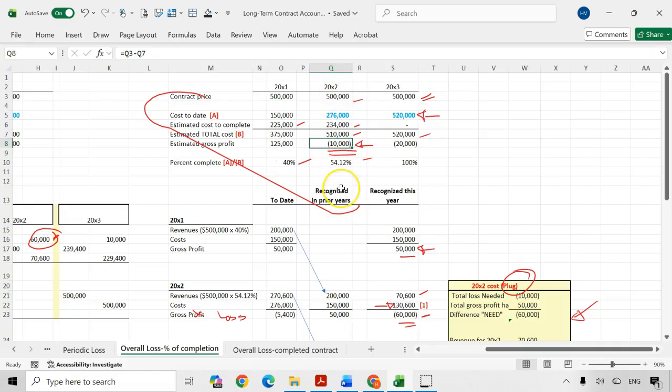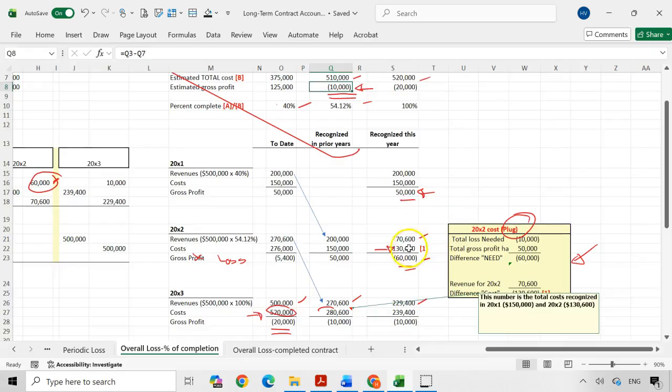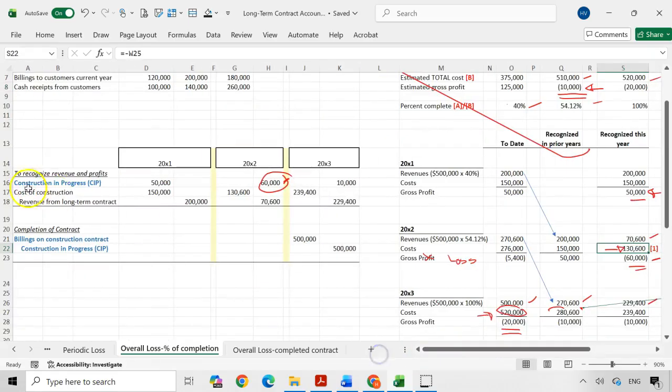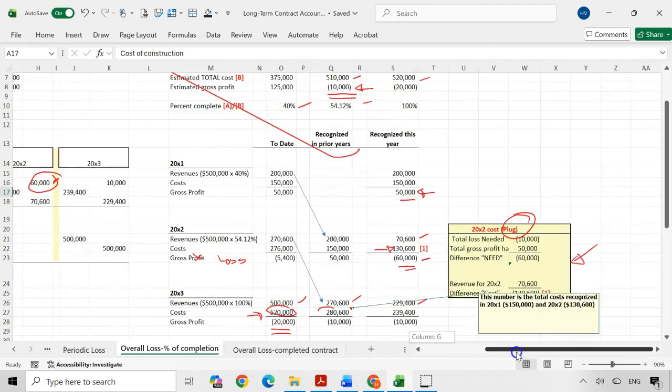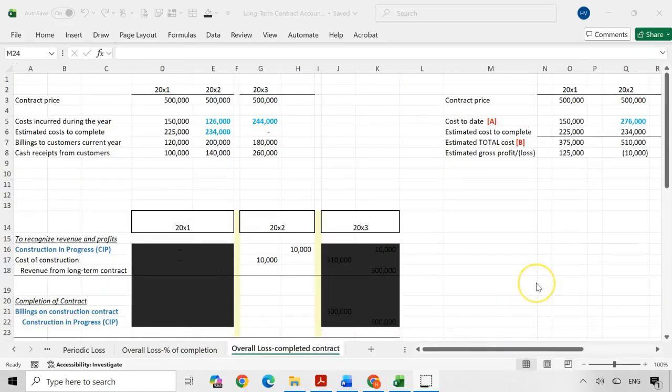in this example, is whatever it takes to make it so that overall you have a gross loss between all the years of $10,000, or the gross loss equal to the entire project. And the way you do that is you book that through the cost of construction account, and it's a plug, okay? So this is using the percentage of completion. Now let's go into the completed contract method.